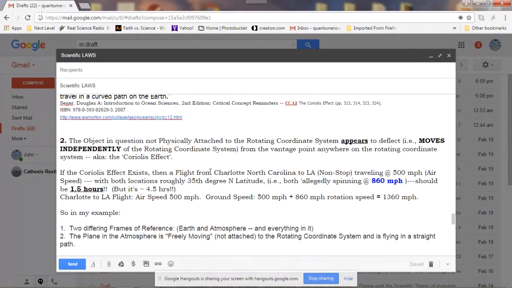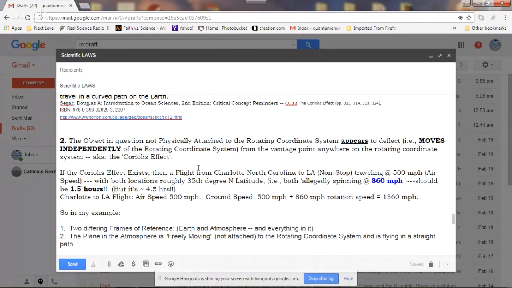No way around it. It's just like on a merry-go-round. You have the Coriolis effect on the merry-go-round. So I'm not saying the Coriolis effect doesn't exist in a vacuum. I should have used a better phrase than that. The Coriolis effect does exist in other contexts, right? But I'm saying that the Coriolis effect does not exist with respect to the Earth atmosphere context.